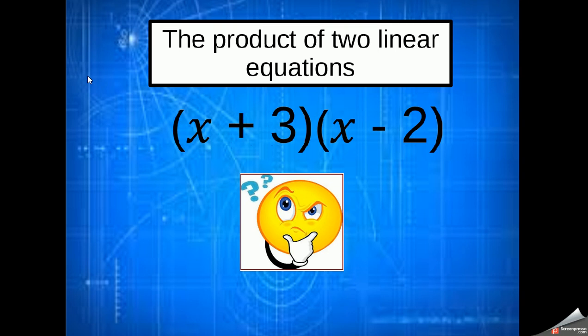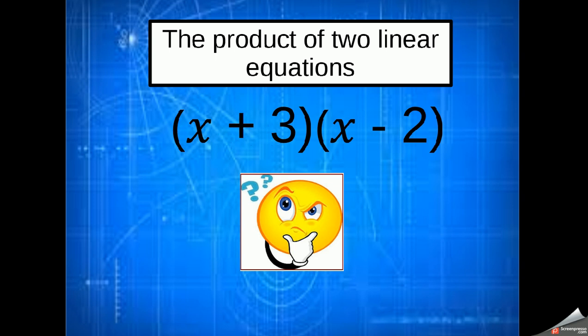So we need to be able to multiply two linear equations together. Remember, a linear equation is one where we don't have any powers, or x to the power of something. In this case, one linear equation is x plus 3, because there's only an x to the power of 1 in it. That's the highest power of x we've got. And the second linear equation is x minus 2, again with only x to the power of 1 being the highest power of x in it.